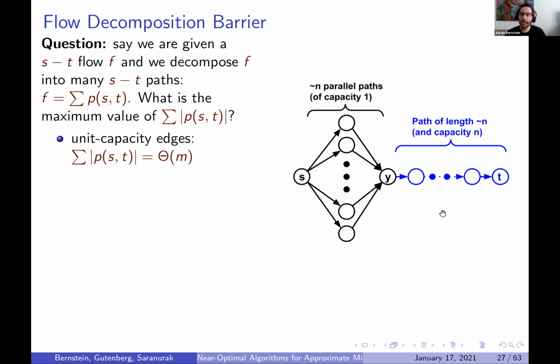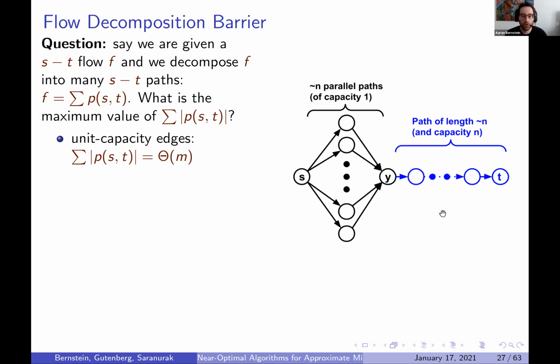But in general capacity graphs, that's not the case. Basically you can see that the optimal flow will take n different paths from S to T, each using one of these parallel paths. Each path has length n, because each path has to share that blue tail at the end, but the number of paths is also n, and all these paths have 1 unit of flow on them. So the total length of your paths is actually n squared, even though the number of edges in the graph is only n.